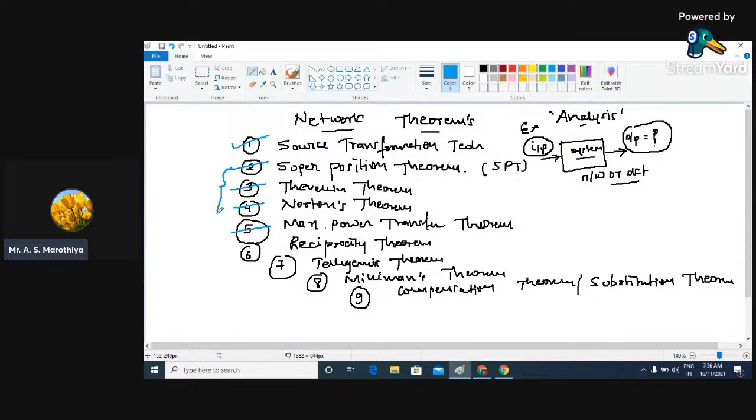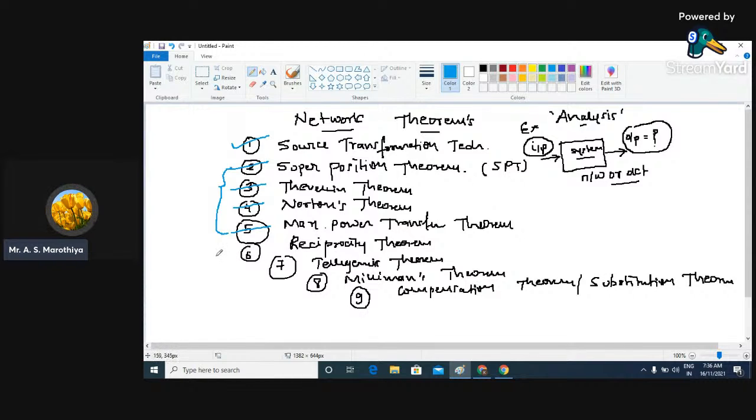And then serial number 2, 3, 4 and 5. That means superposition theorem, then Thevenin's theorem followed by Norton's theorem. In Thevenin's theorem, we are trying to convert a given circuit into an equivalent voltage source. In case of Norton's theorem, we are trying to convert a given circuit into an equivalent current source. Then the maximum power transfer theorem. This is very important, and in most cases, you have a lot of questions in previous year GATE papers based on this particular theorem.